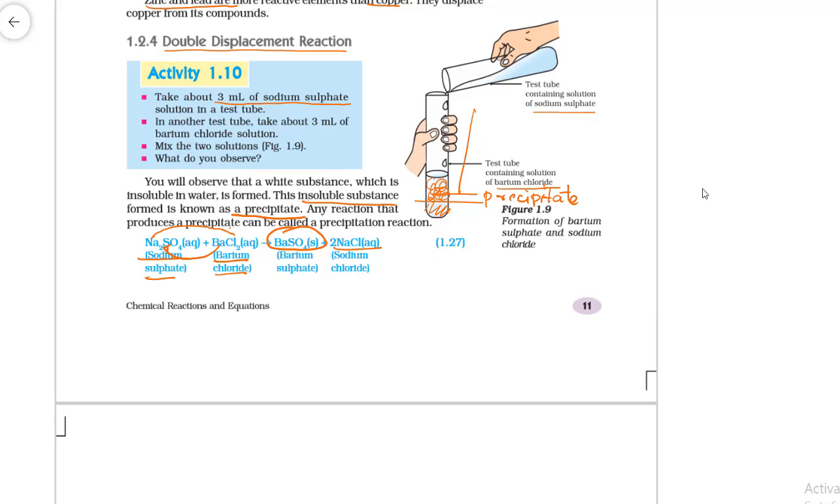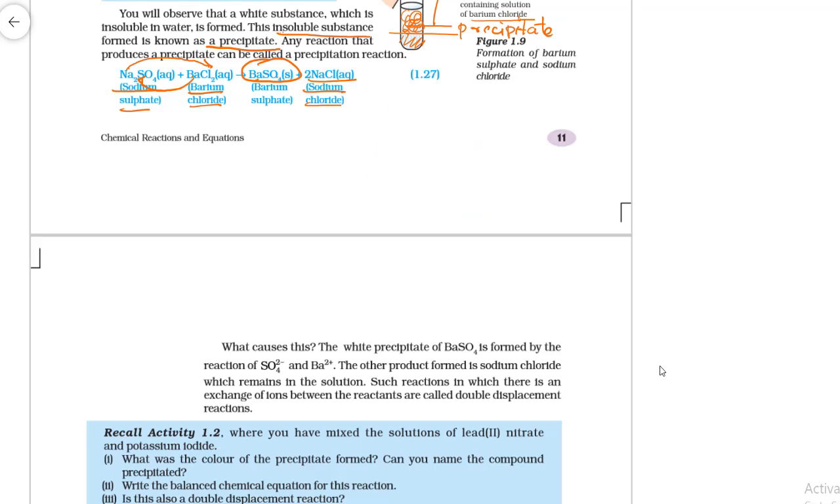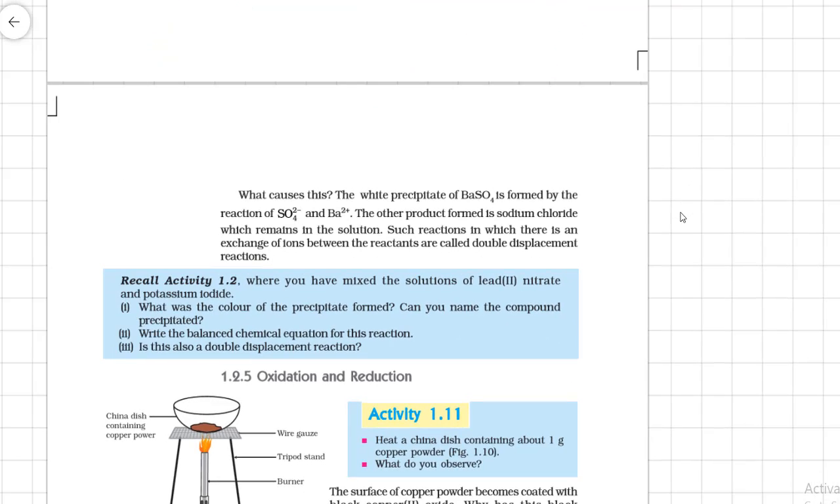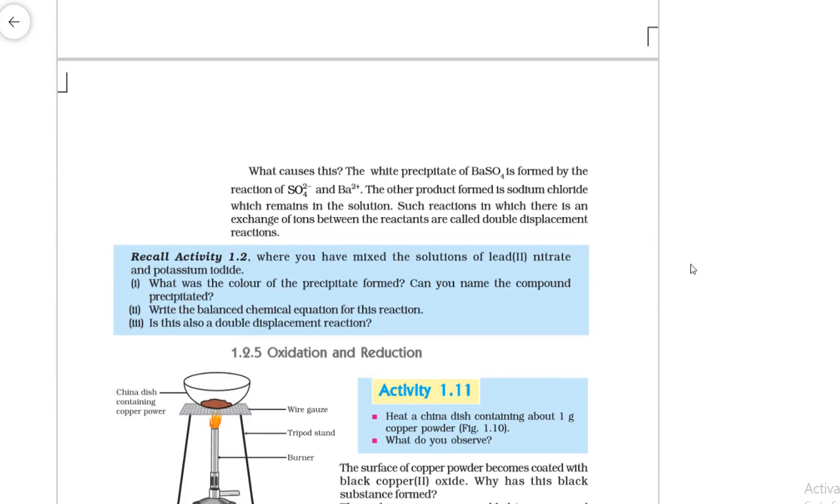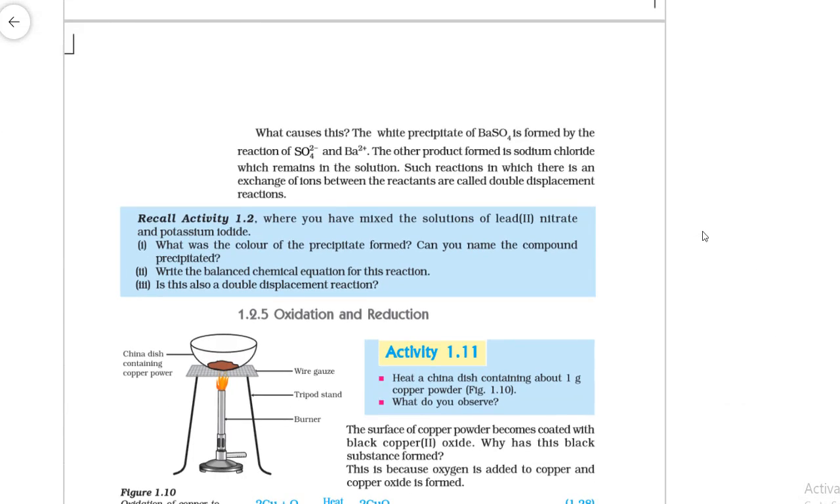They exchange their ions and we'll get different things. So barium sulfate and sodium chloride we are going to get. So what causes this? This is due to a double displacement reaction. The white precipitate is nothing but BaSO4, formed by the reaction of SO4 and barium ions. Okay, sulfate ions and the barium ions.